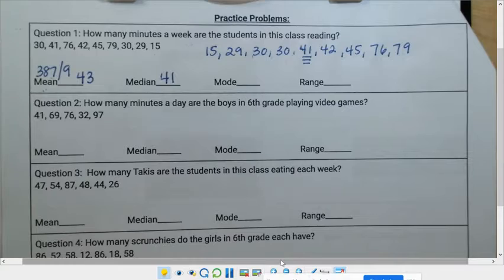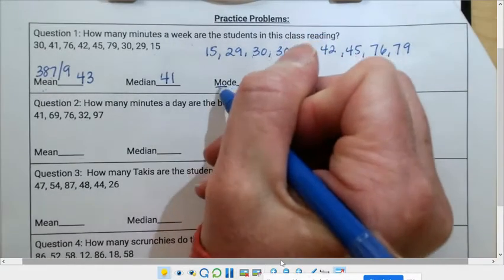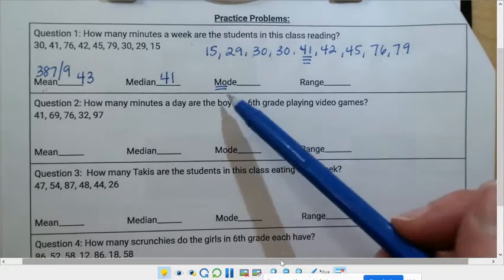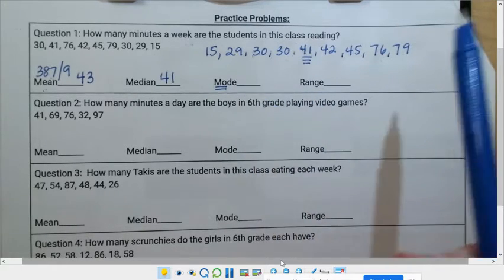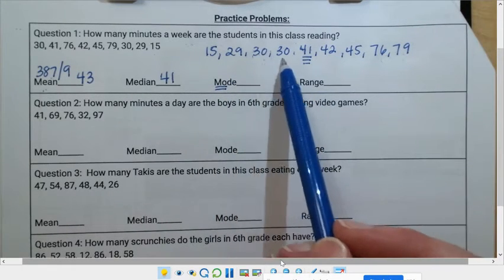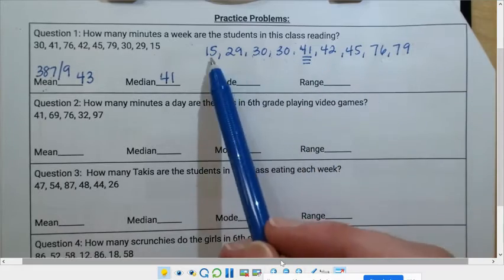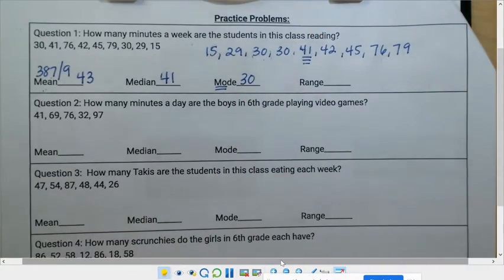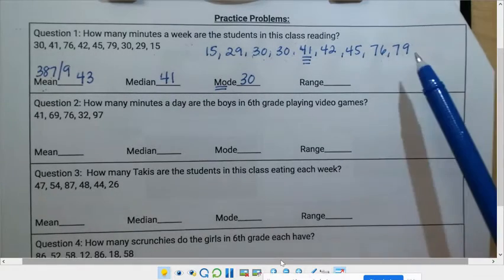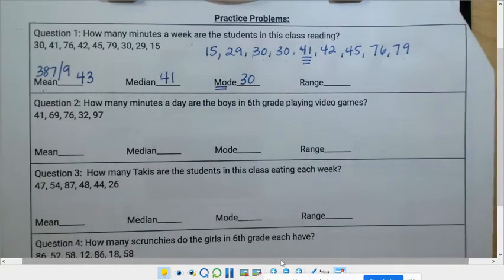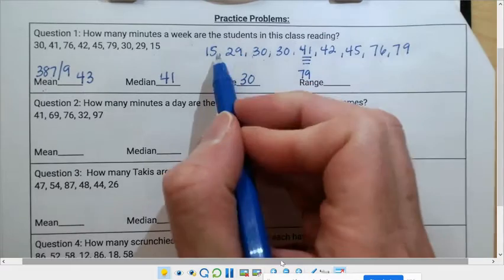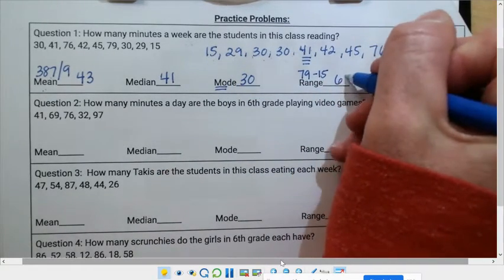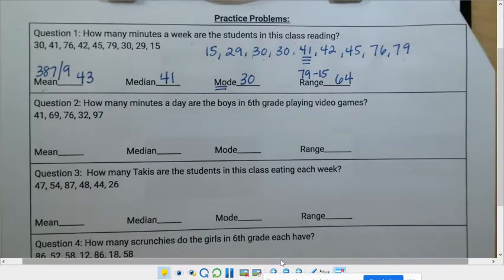My mode is my number that occurs most. That's how I remember it, mode and most. I can sometimes have no mode, or I can have multiple modes in a set of data. In this set of data, I see that the number 30 happens twice and none of the other numbers repeat. So my mode here is 30. And then my range is my largest number, my maximum, which is 79, minus my minimum number, my smallest, which is 15. So when I subtract those, I get a range of 64.